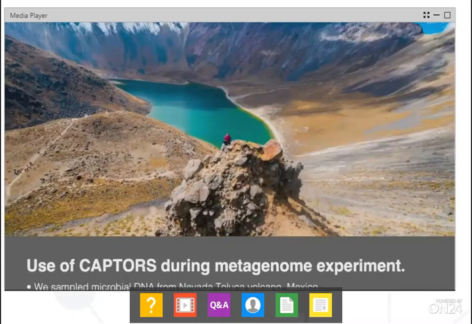Now to demonstrate, to provide sort of a proof of principle about how the CAPTORs work, we performed a metagenome experiment. In this case, we collected samples from the Sun Lake in the crater of the Nevado de Toluca volcano. So it's about a day's hike outside of Mexico City. Don't worry, it's not very active, but as you can see, it is pretty stunning and beautiful.